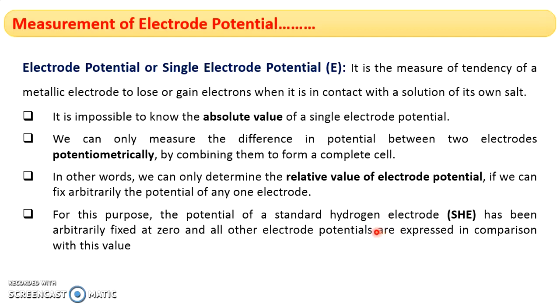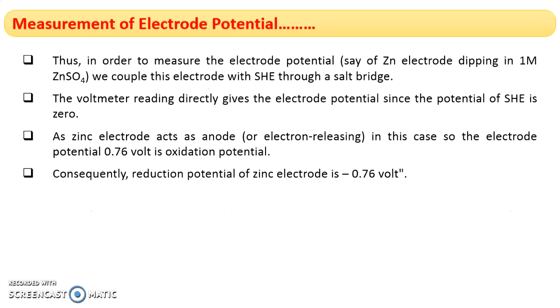Okay, so we can find out the electrode potential of the given electrode by connecting it to a reference electrode whose electrode potential is known to us. Now we will take an example: zinc electrode. Let us discuss how the electrode potential of the zinc electrode is determined.